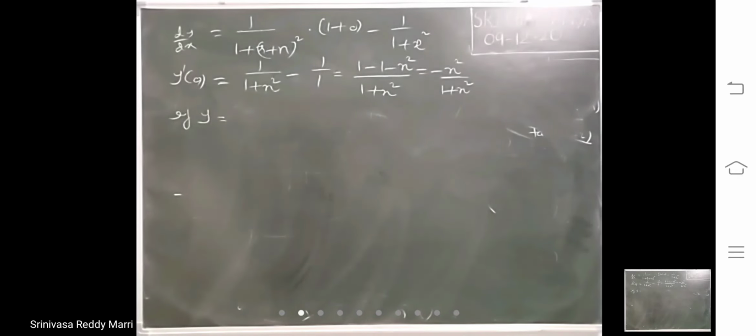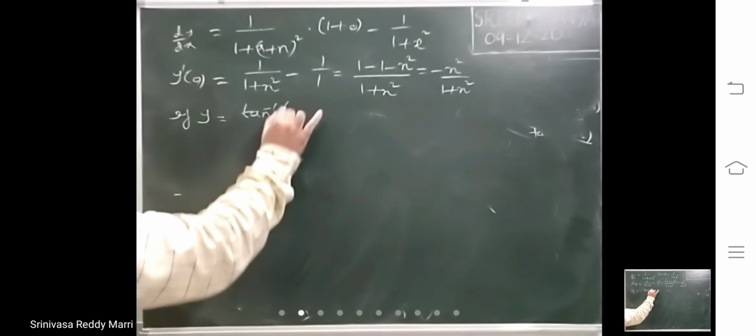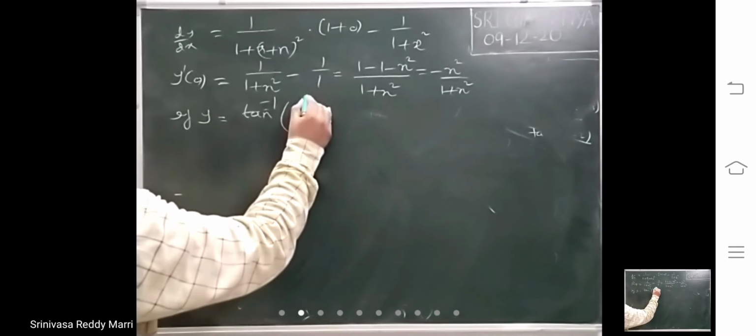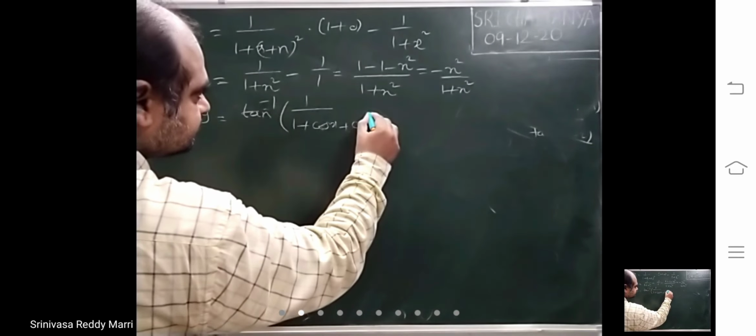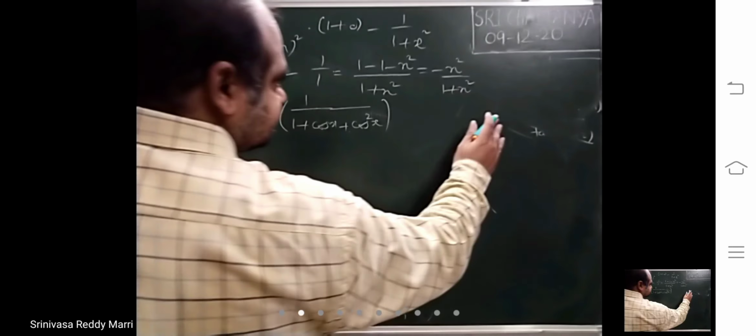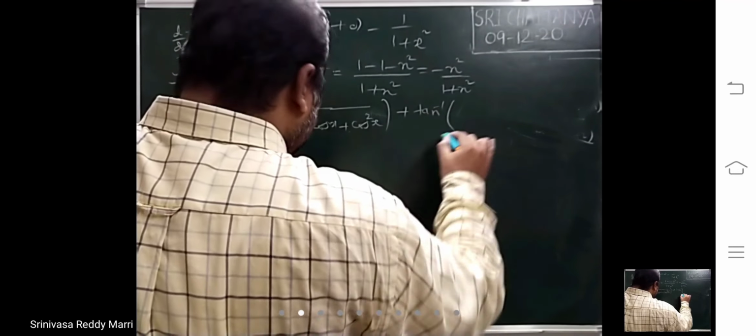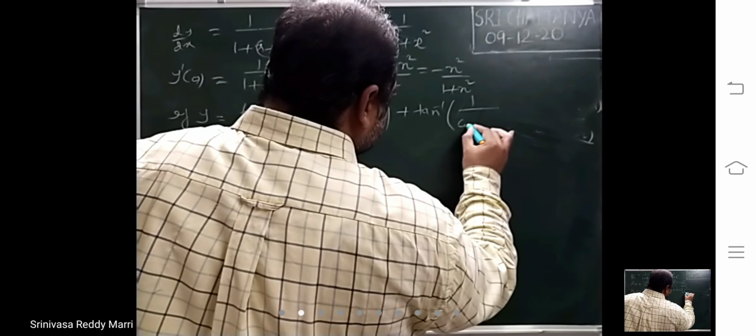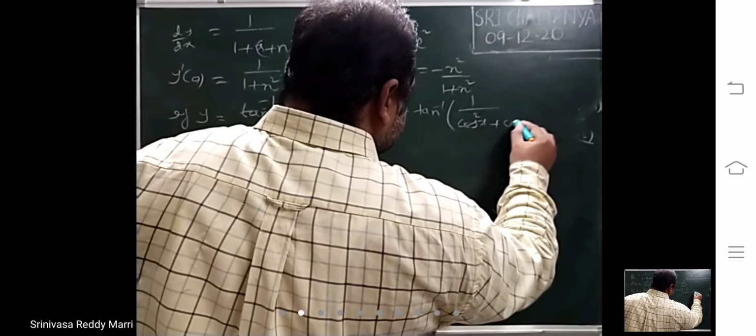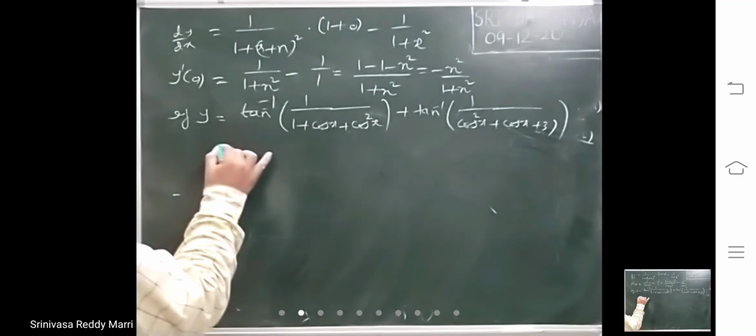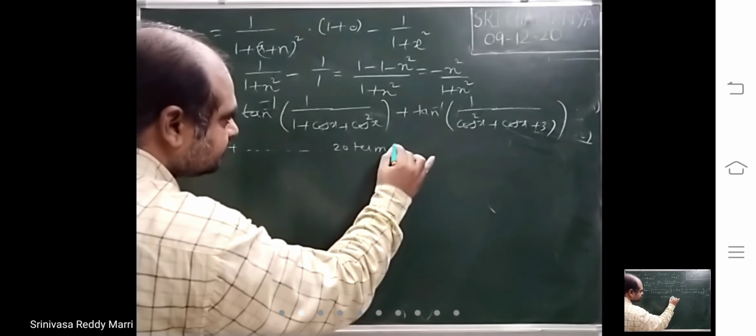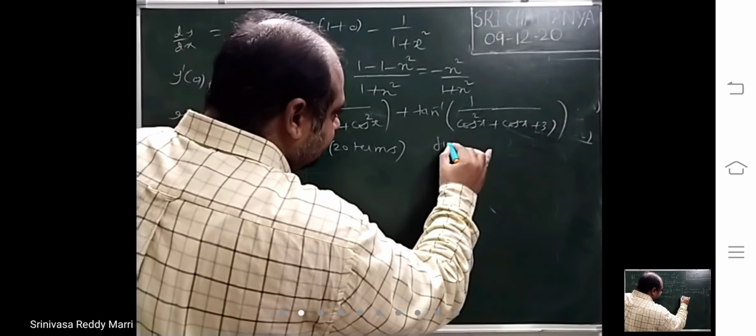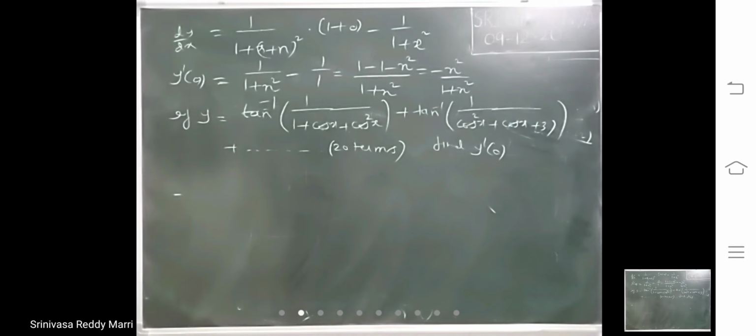If y equals tan inverse 1 by 1 plus cos x plus cos square x, plus tan inverse 1 by cos square x plus cos x plus 3, and so on, 20 terms. Find y dash 0.